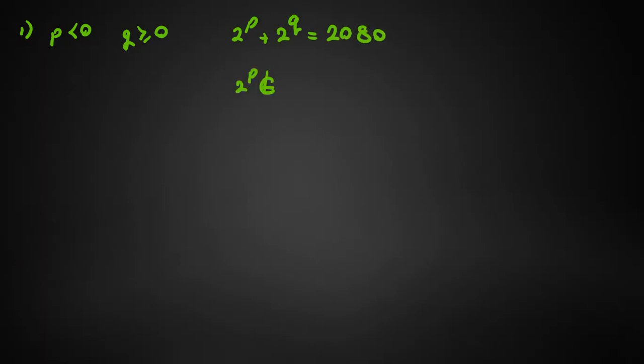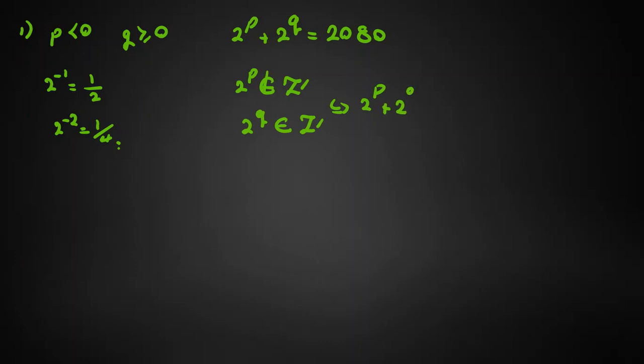Now I want to prove that if one of them is less than 0, for example p less than 0, q greater than or equal to 0, it's impossible because we know 2^p + 2^q is 2080, but 2^p is not an integer. Because look, for example, 2 to the negative 1 is 1 over 2, 2 to the negative 2 is 1 over 4, and so on. 2^q is an integer because q is at least 0. So 2^p + 2^q is not an integer, but 2080 is an integer, which is a contradiction.